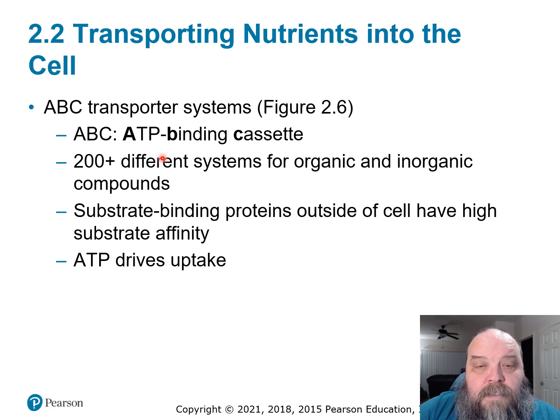One of the 3 proteins hydrolyzes ATP. Another one binds the target that needs to be pulled across. And the third player in this transport system is the transmembrane protein itself.